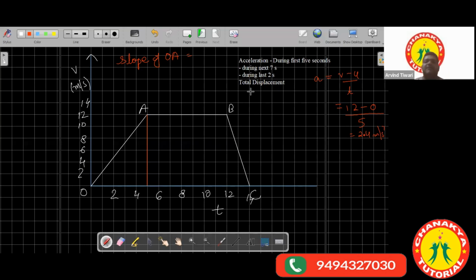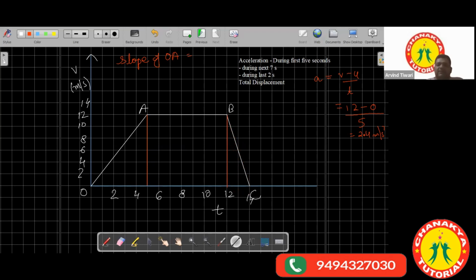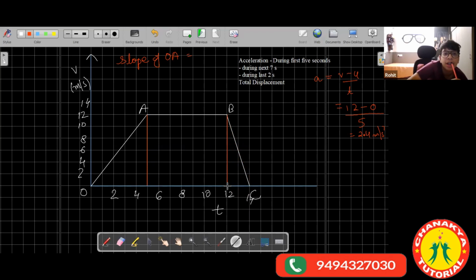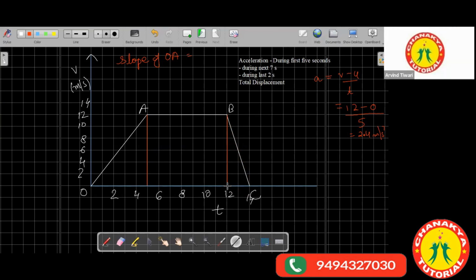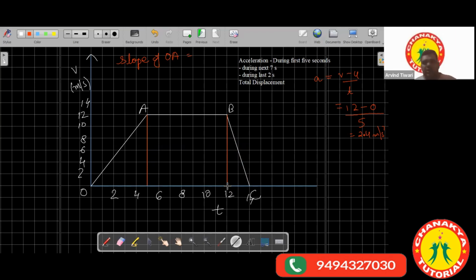Now for the next 7 seconds, what is the initial velocity for the next 7 seconds? Initial velocity is 12. Final velocity is also 12. So 12 minus 12 is 0, 0 by 7. So here for the next 7 seconds, you get acceleration as 0.